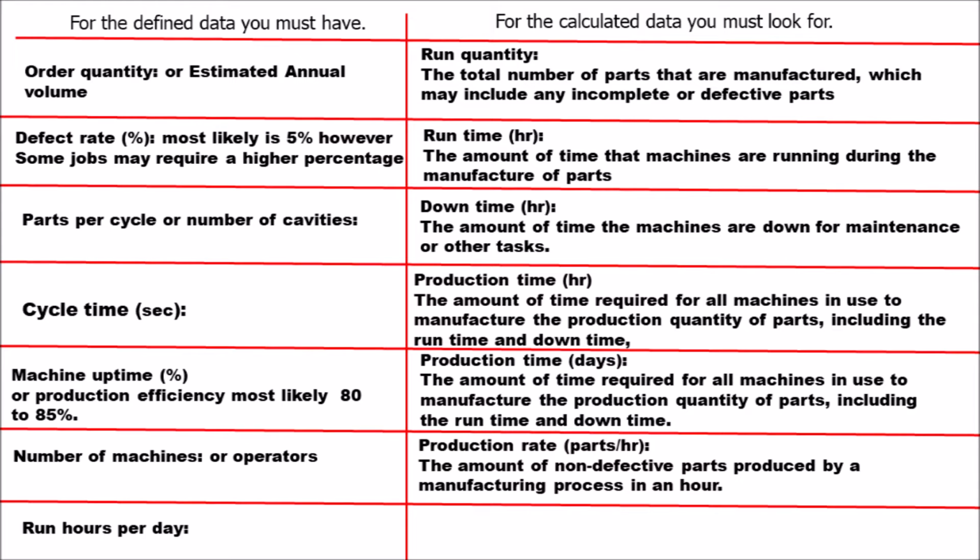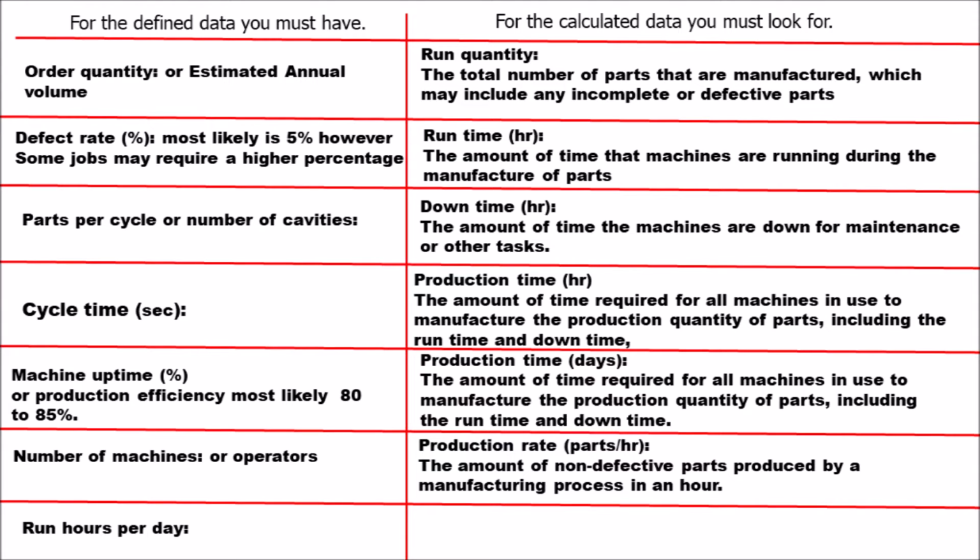For the calculated data you must look for run quantity, the total number of parts that are manufactured, which may include any incomplete or defective parts. Run time in hours, the amount of time that machines are running during the manufacture of parts. Downtime in hours, the amount of time the machines are down for maintenance or other tasks. Production time in hours, the amount of time required for all machines in use to manufacture the production quantity of parts, including the runtime and downtime. Production time, days, the same amount of time expressed in days.